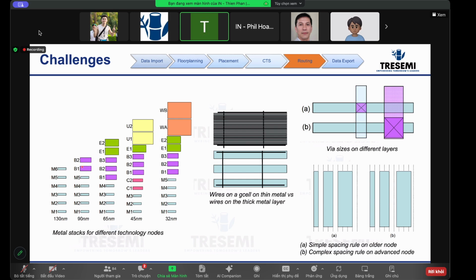That has the higher, thicker, and wider metal, right? And then at 65, we have more, right? I think 130 is what they call the X layer, right? And then we have XY, and then we have XYZ, right?